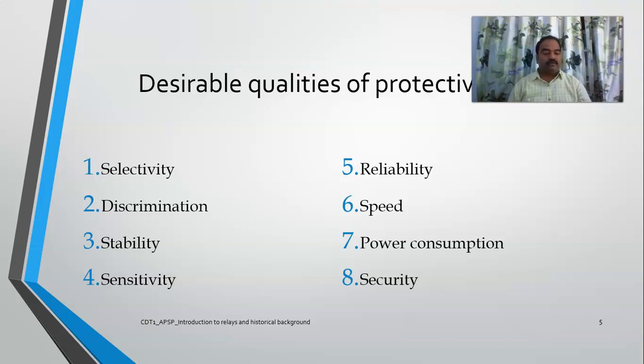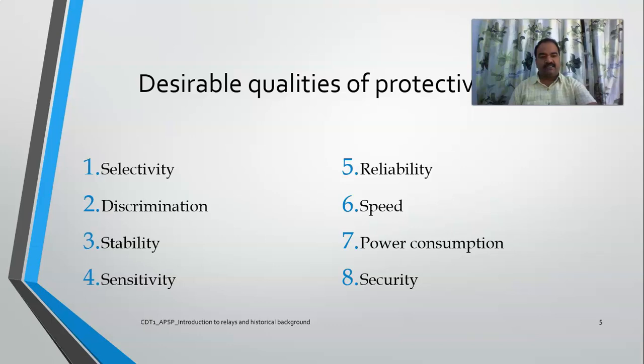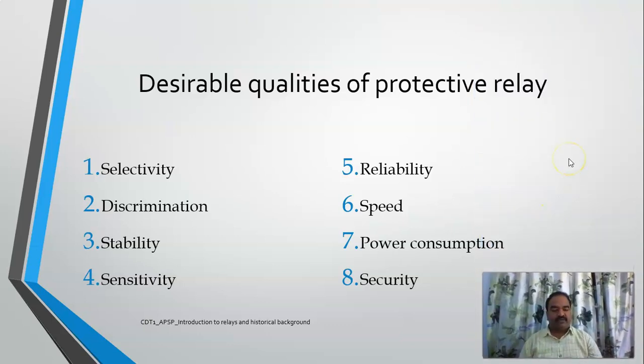Now, this is one more thing which we might have already covered. So let's have a quick look at the desirable qualities of a protective relay. The first one is selectivity of the relay, which you might be knowing. It must be very selective in determining which fault it is going to operate on. Discriminate. It must be clearly able to discriminate whether the thing is a fault or not.